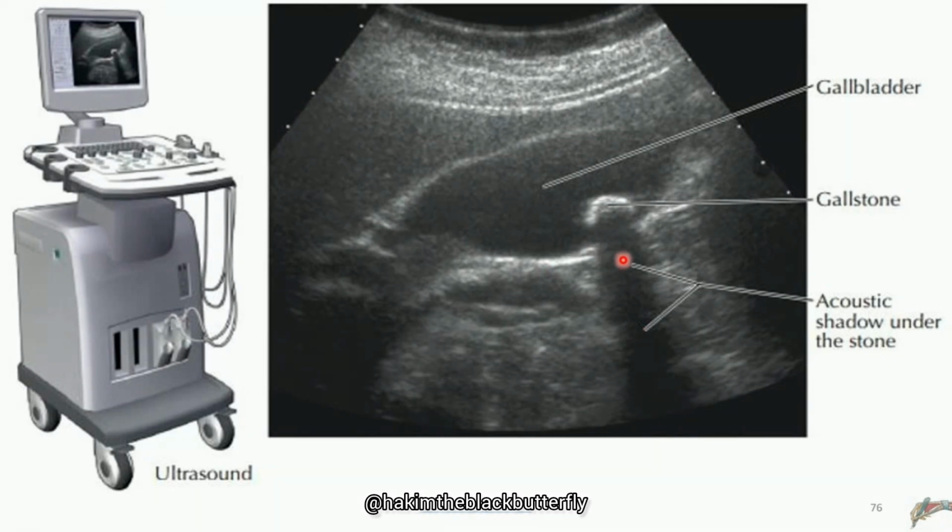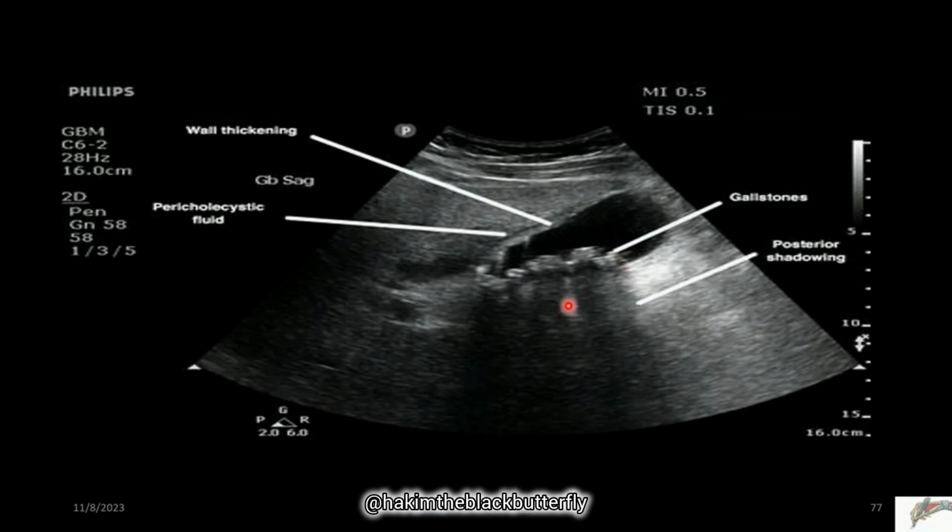Same thing here. You can see the gallbladder here. This is the gallbladder. Because of the stones, there is that posterior acoustic shadowing. And we said as the stones form, the chances of inflammation of the wall is going to increase. As the wall inflames, it's going to thicken, and its dimension is going to increase.